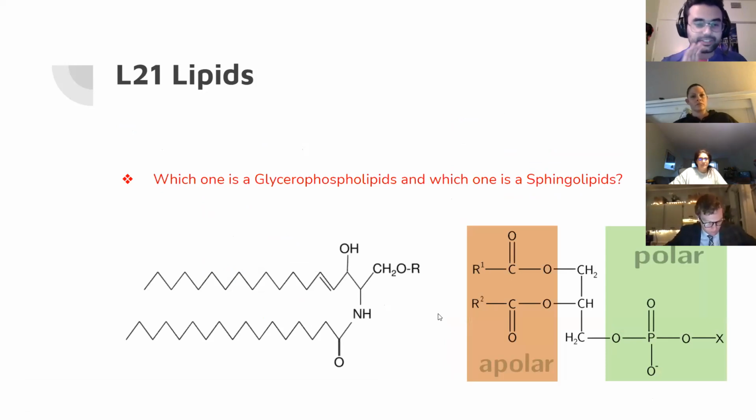So now that I just told you guys what they are, which one of these is our glycerophospholipids and which one is our sphingolipids?